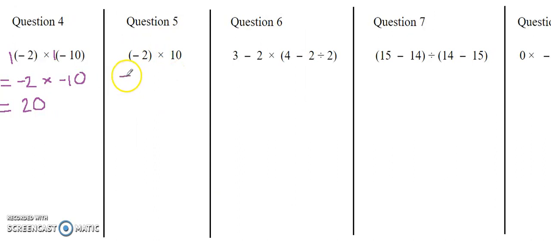Now I have -2. We'll take out of the brackets. Remember, if there's nothing written in front of the brackets, it's automatically 1. 1 times -2 is -2. Now I'm going to multiply it by 10. 2 times 10 is 20. A negative times a positive is negative, so my answer is -20.